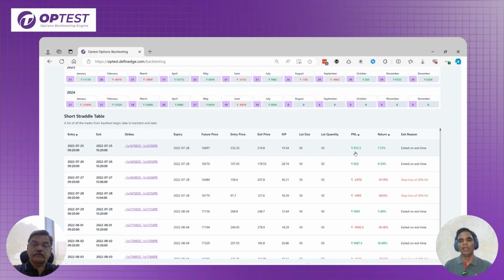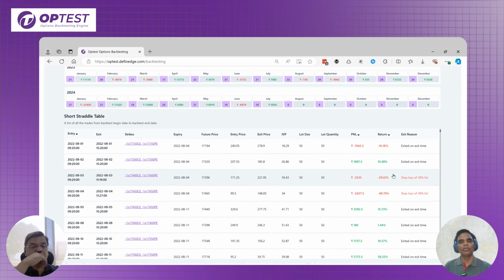And what was the P&L? And what was the return? Return is based on the premium. Okay. So 7% of this. And what was the exit reason? So you can have three kinds of reasons here. Exited on exit time, which is at 3:20, or stop loss of 30% is hit. So once it hits 30%, it exits on the next minute, not exactly on that. So you will see a little bit here and there, not exactly 30%, but 31%, it could be less also. So keep that in mind.